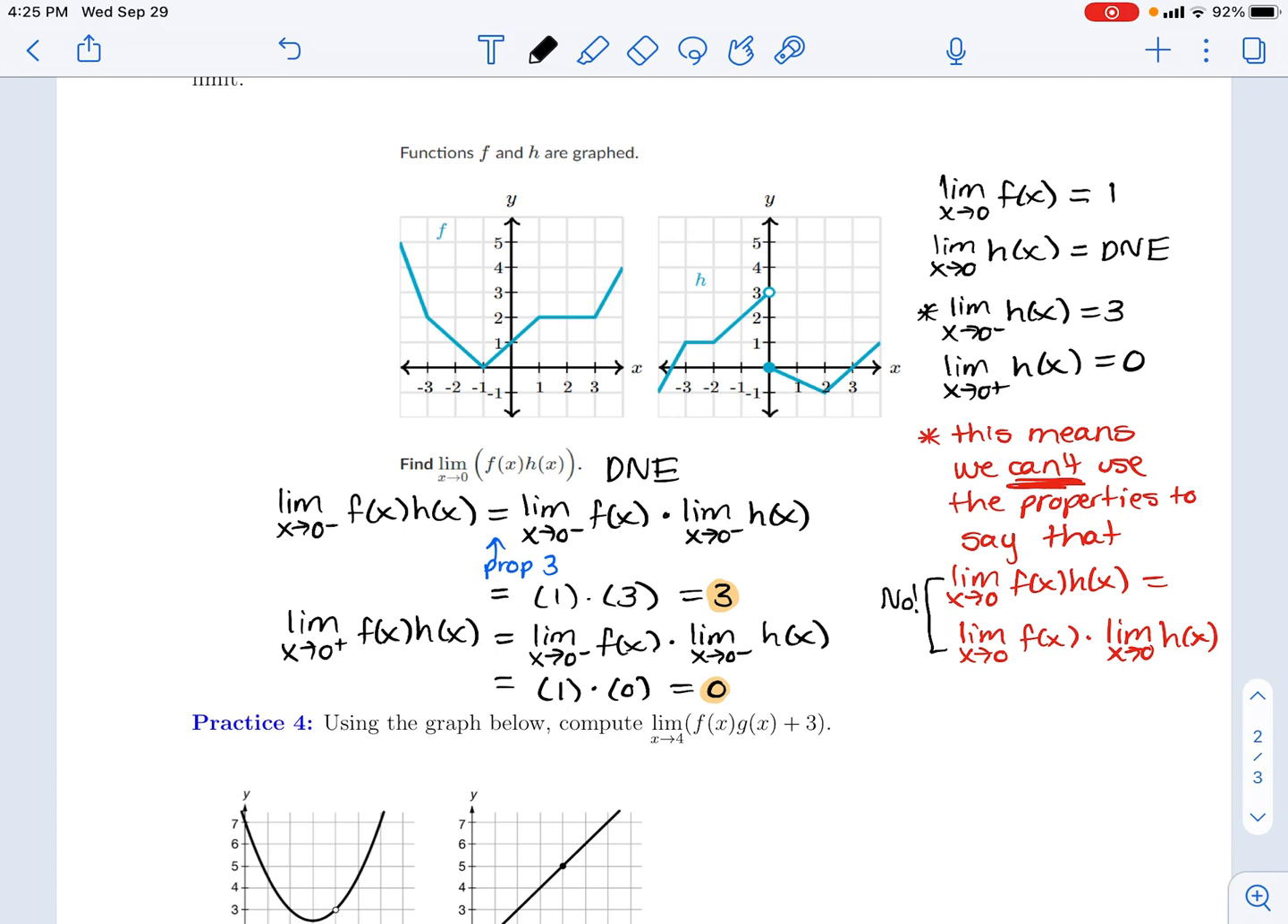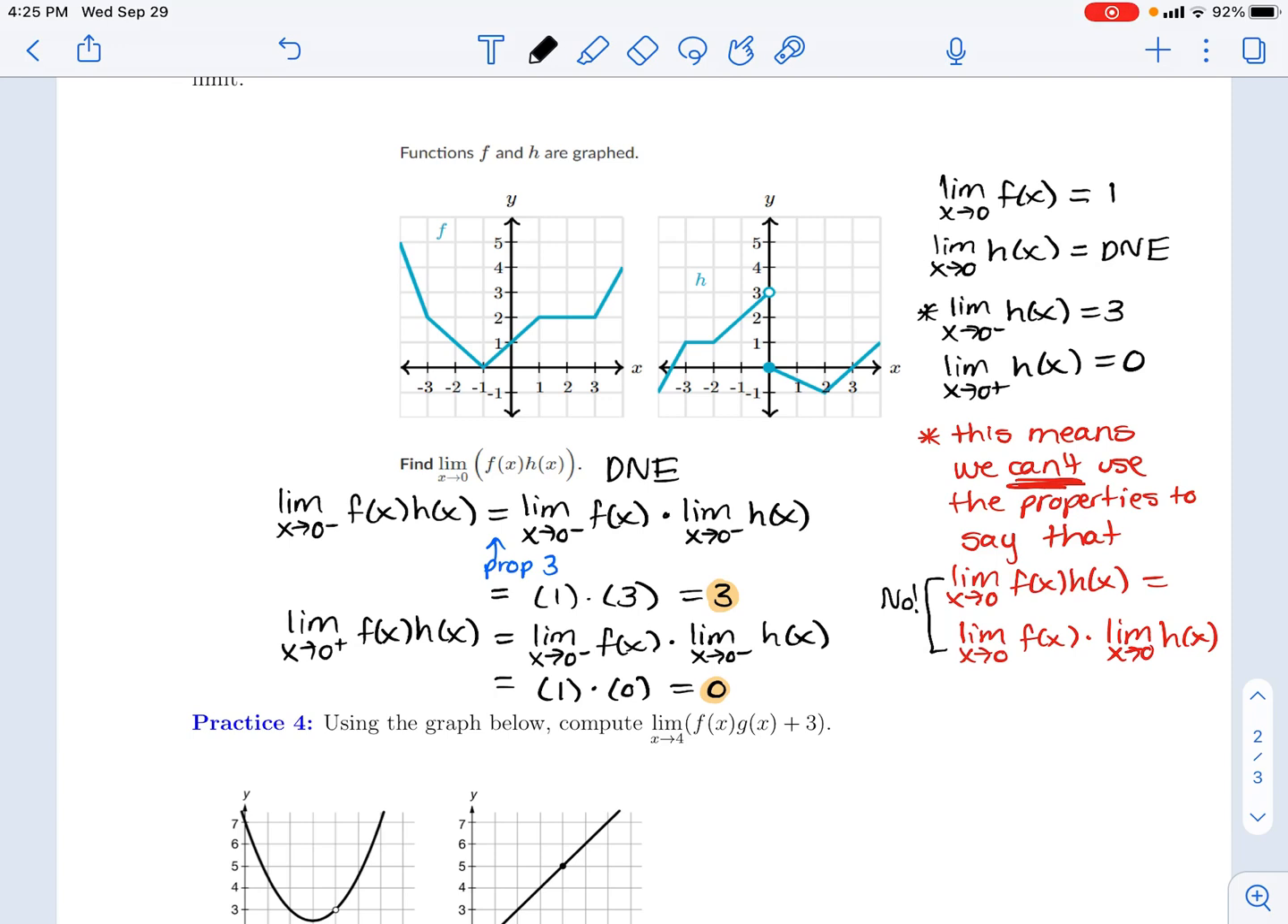Okay, so now at this point you might be wondering, well, why couldn't we just say that the limit as x approaches 0 of f of x times h of x is equal to 1 times does not exist, which doesn't exist? Again, we can't use the properties of limits at that stage to say that. In this case, even with that error, you would have come to the correct conclusion, where the limit does not exist. But there are other examples where, even though it seems by that logic that the limit shouldn't exist, there are some examples where they actually do.